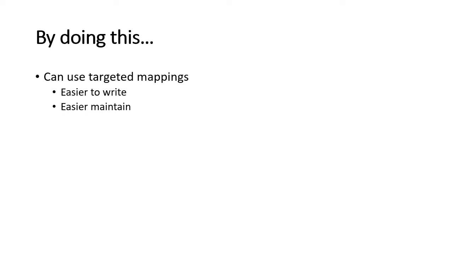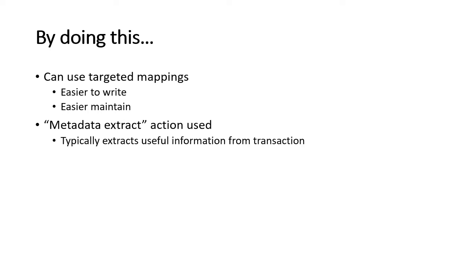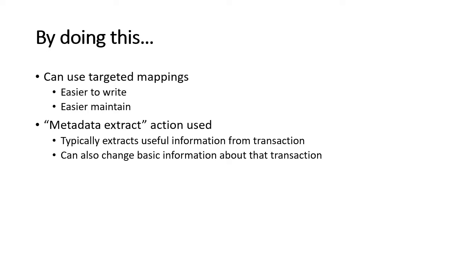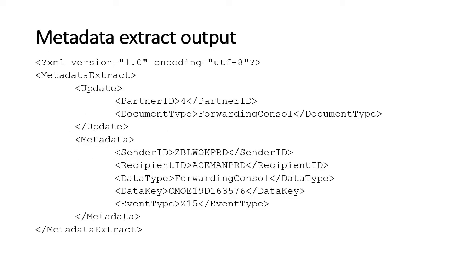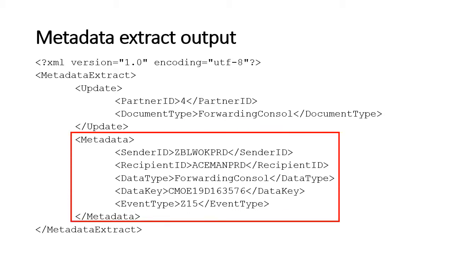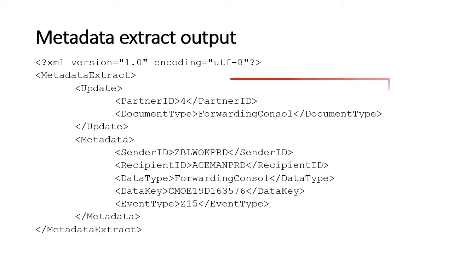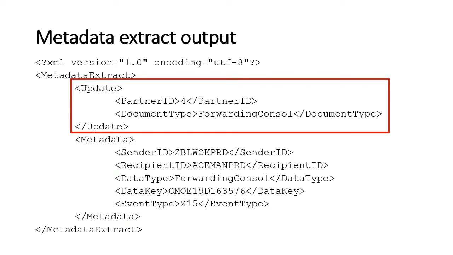The Zeddy action that allows you to set this up is metadata extract. This action is commonly used to extract items of interesting information from the transactions, such as invoice numbers, shipment numbers, etc. But it can also be used to change basic information about the transaction, such as the document type and partner. The mapping used by this metadata extract would be coded to produce a file like this. A metadata section is also used in this example to capture useful items of information from the transaction, but more significantly, an update section is used to change the partner ID and document type of the transaction to appropriate values.